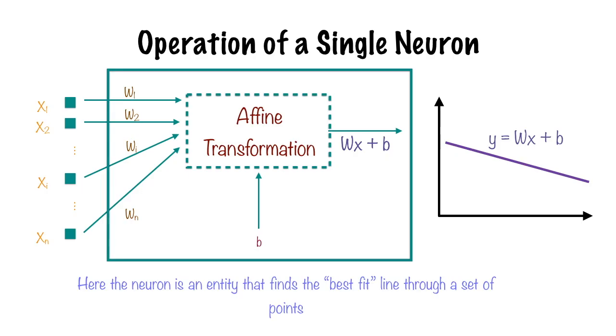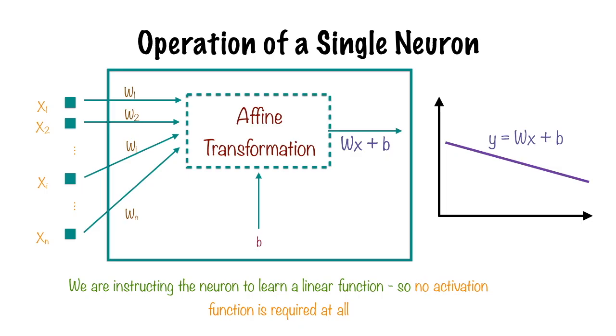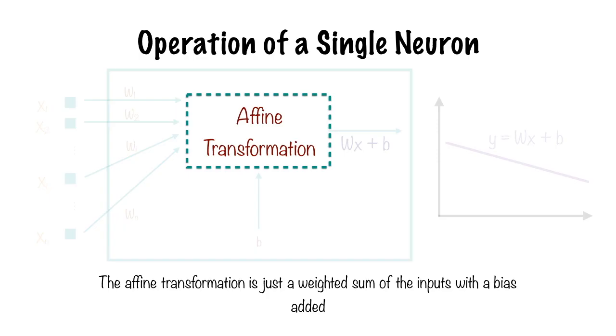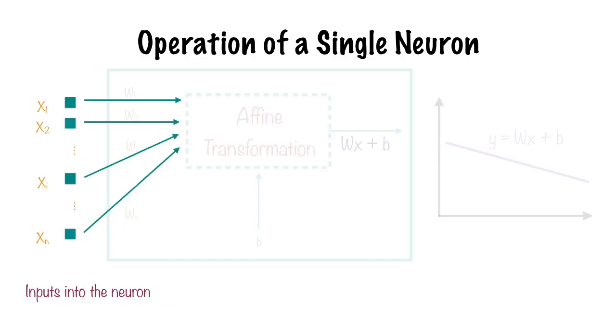This point is worth repeating because here the function that our neuron needs to learn is a linear one. We don't need an activation function. The affine transformation alone will suffice. Let's very quickly go over once again how this affine transformation works. It's just a weighted sum of the inputs with a bias added.